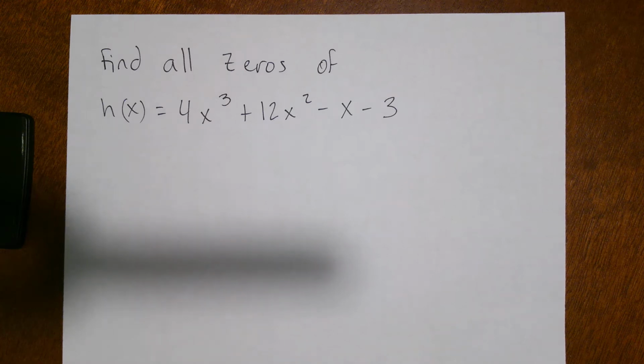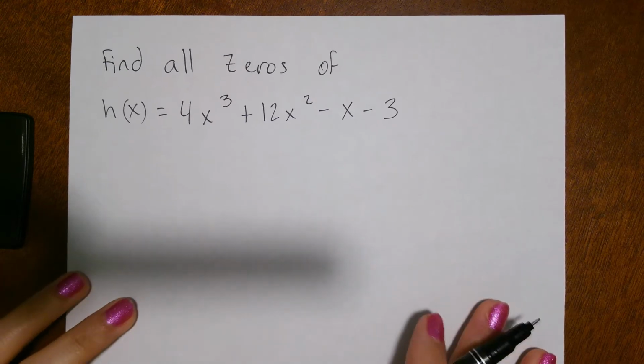Alright, so we've talked about a lot of different things, the factor theorem, possible rational roots, and so we're going to start putting all of that together to actually find all of the zeros of this polynomial, 4x cubed plus 12x squared minus x minus 3. I didn't write it down, but we are given that this function has at least one rational root. That should tell us that we can go ahead and go the rational roots theorem route.